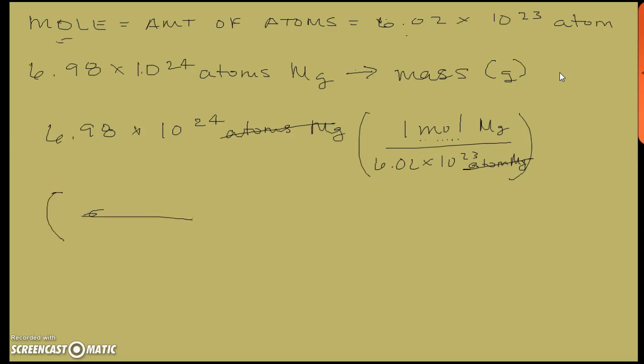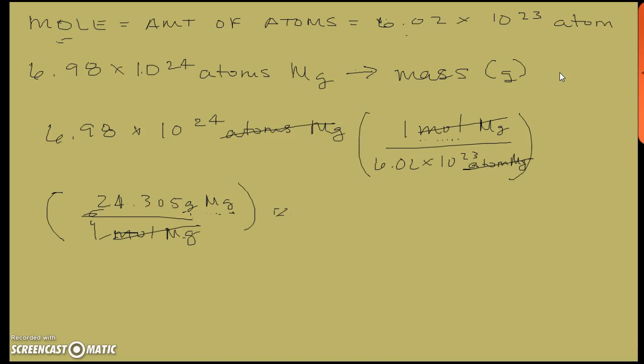And if I've got moles on top over here, I'm going to say that for every 1 mole of magnesium, I have 24.305 grams of magnesium. I can cross out moles, and now I'm in grams of magnesium, so I can do some quick computation. And 10 to the 24th divided by 10 to the 23rd, we can just subtract.